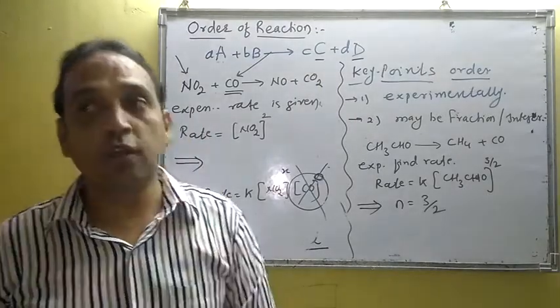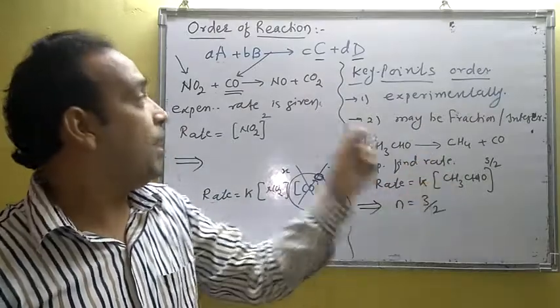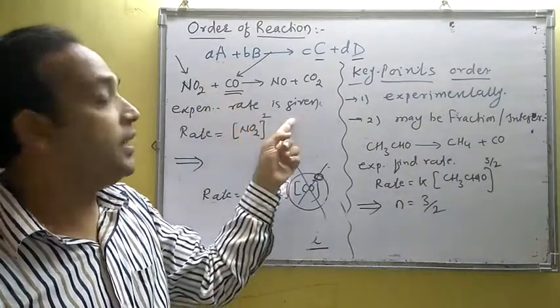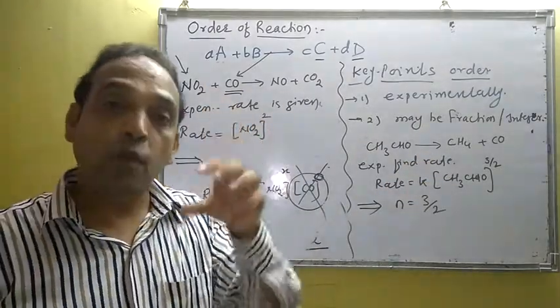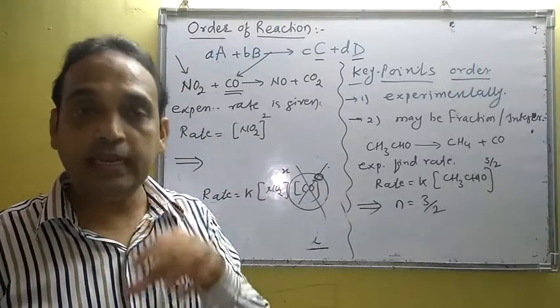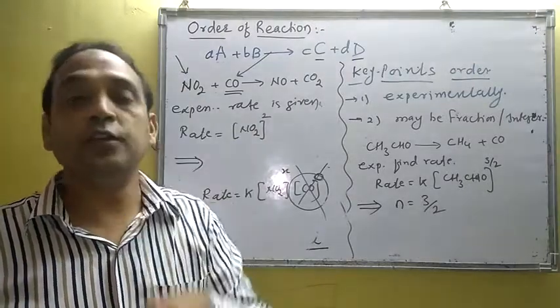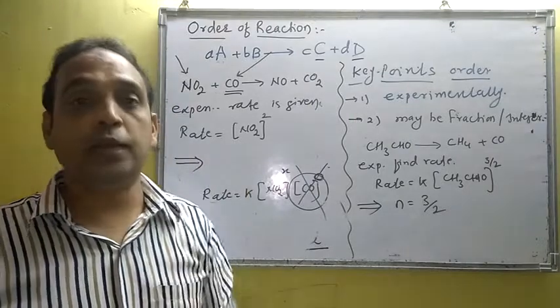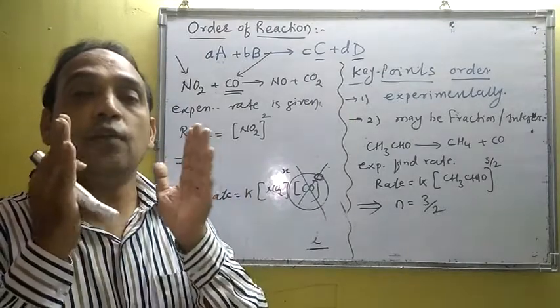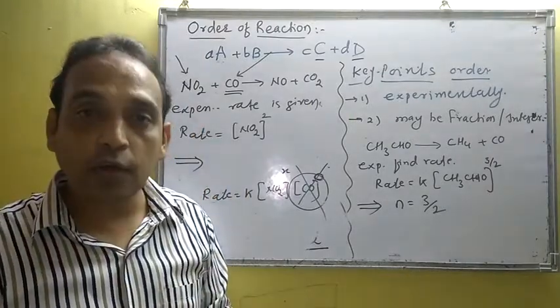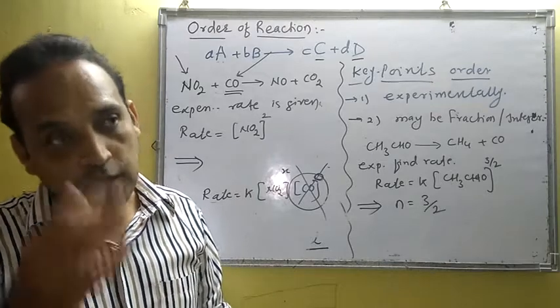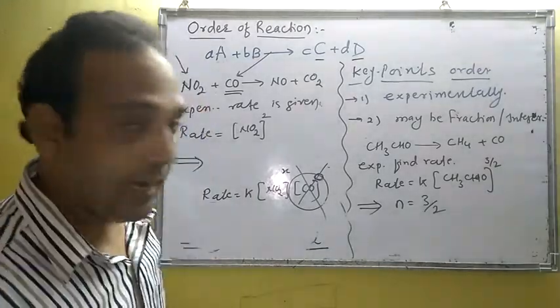So what is order of reaction? The sum of powers of concentration terms in rate law expression, which is calculated experimentally, and the sum of powers is called as order of reaction. Now I am giving one example. Try to solve it.